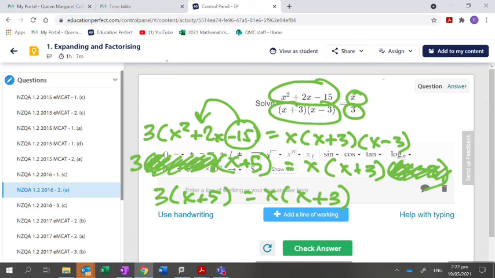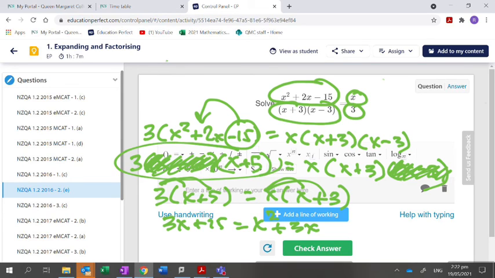Expand the brackets. 3 times x is 3x. 3 times negative that is positive 15. x times that is x squared. x times positive 3 is positive 3x. There's two 3x's, but they're not multiplied together. They're going to eliminate each other anyway, though, because if you subtract them.